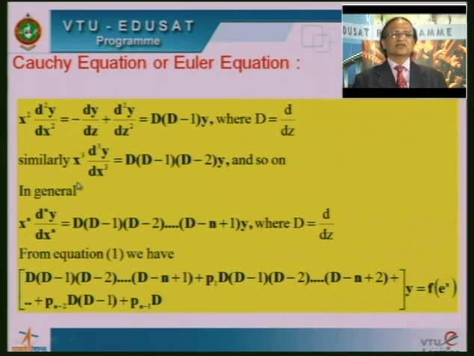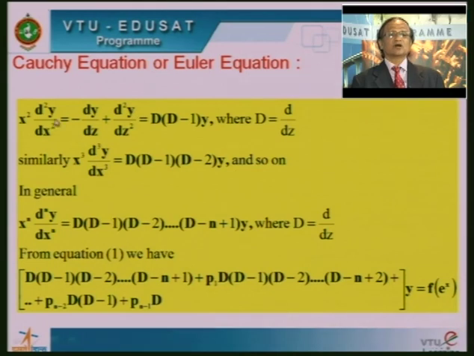And similarly, you can obtain the value of x cube d cube y upon dx cube. Exactly in the similar way, D into D minus 1 into D minus 2 into y. Suppose if you want to calculate the value of x raised to 4 into d raised to 4 y upon dx raised to 4, that is equal to D into D minus 1, D minus 2 into D minus 3 into y, and so on.